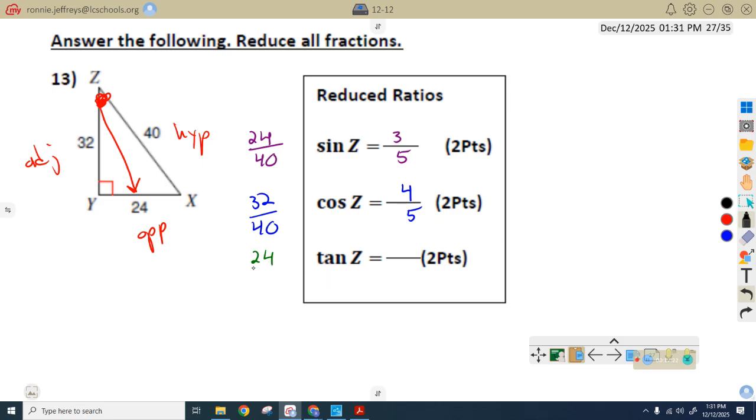Then 24 over 32, 3 over 4. All right, and there we go.